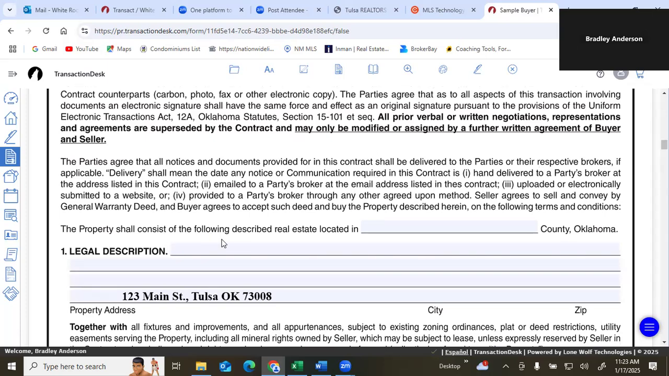Property shall consist of the following described real estate located in, let's say it is Tulsa County, and the legal description is lot 45, block 21. This is the actual address. Okay, but this is important because let's say the listing included, I don't know, 7 acres of land, but it was broken out between one plot and another plot, but it had the same address. Well, you're going to have to break that out into the legal description, or else it's not enforceable.